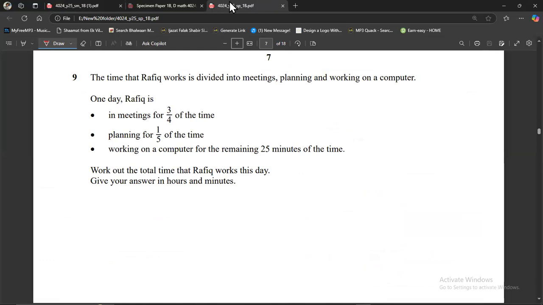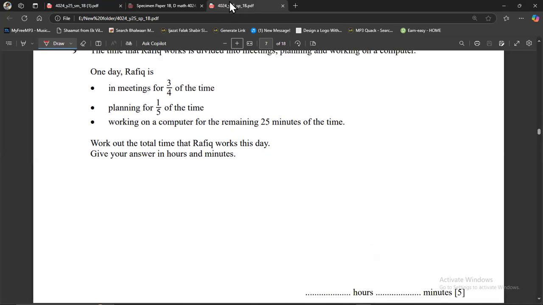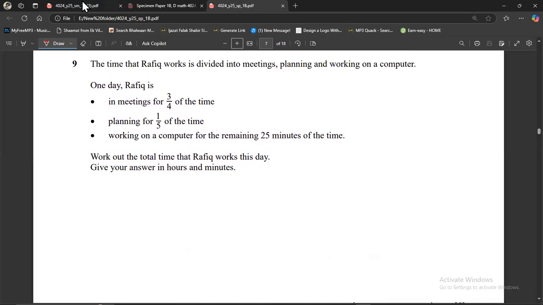One day, Rafiq is in meetings for 3/4 of the time, planning for 1/5 of the time, and working on a computer for the remaining 25 minutes. Work out the total time that Rafiq works this day. Give your answer in hours and minutes. It's a 3 marks question.